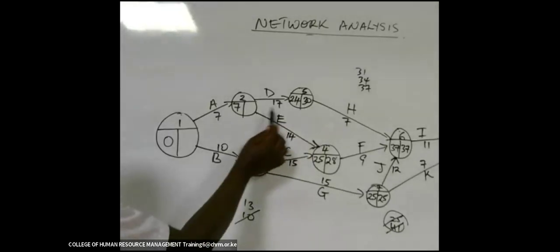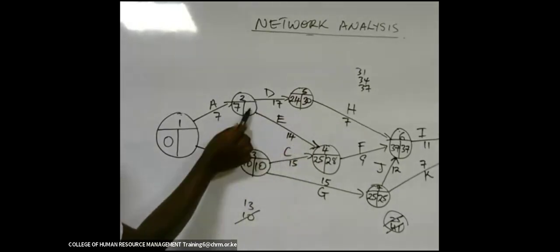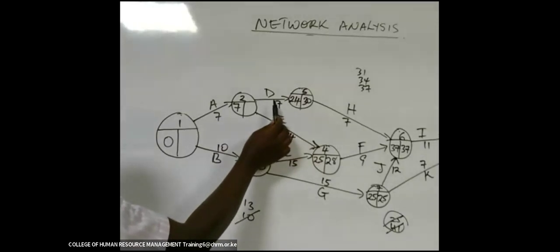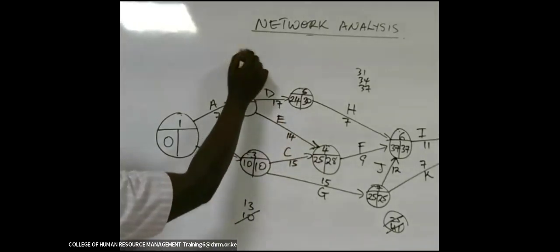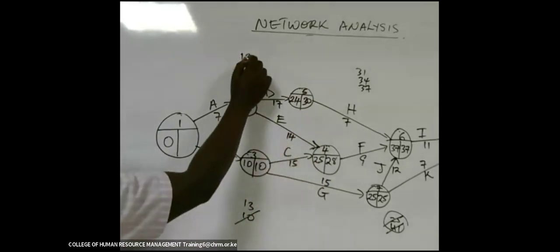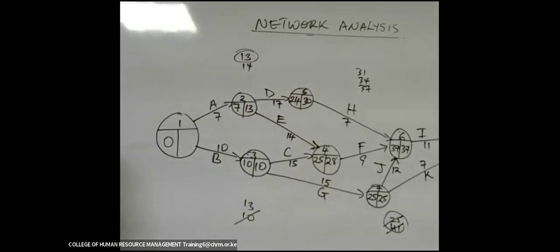Here, we have got 2 arrows that come back here. This arrow of D, this arrow of E. This arrow of D gives us 30 minus 17, which is 13. This one gives us 28 minus 14, which is 14. I'll take the smaller one, which is 13.